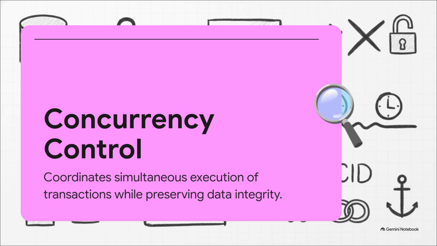Before we see the problems, let's define that. Concurrency control is a DBMS feature that coordinates the simultaneous execution of transactions while preserving data integrity. The main goal here is maintaining what we call serialization. Serialization just means that even though transactions are running concurrently at the exact same time, the final outcome must be exactly the same as if they had been executed sequentially, one right after the other.